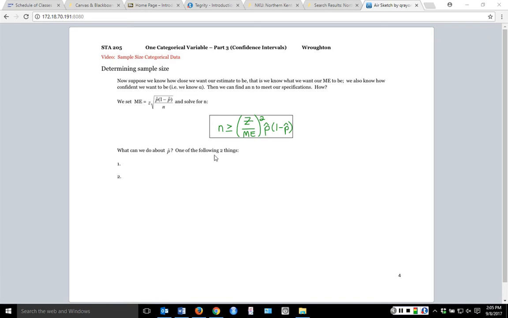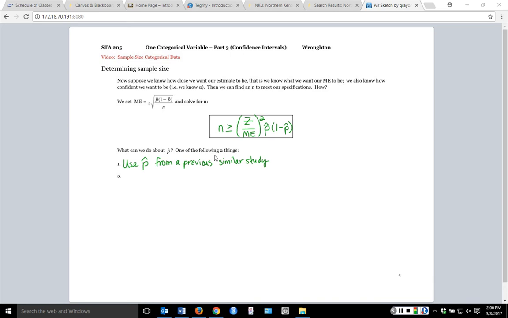So what can I do about this p hat if I'm trying to figure out my sample size before I'm collecting my data? The first thing we can do is we can use a sample proportion from a previous similar study. This happens quite a bit in businesses that maybe are doing the same thing year after year after year. So I could use my p hat from last year to help me figure out how big of a sample I should take this year. So it seems like a pretty reasonable idea to use for p hat.